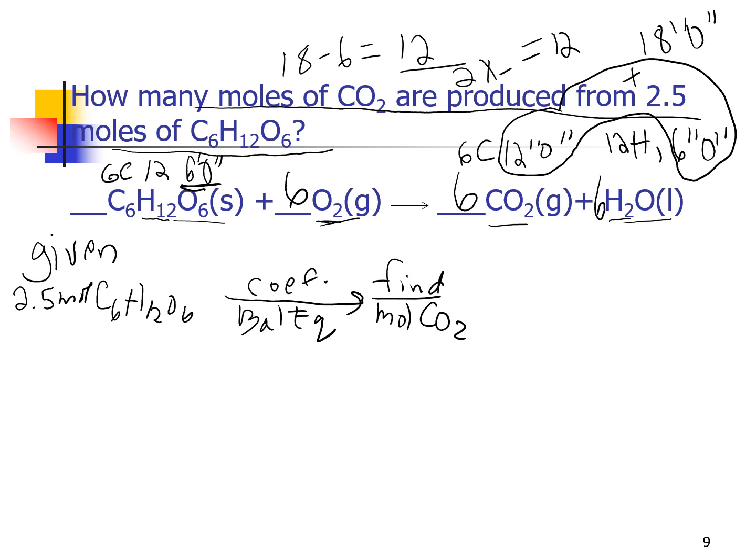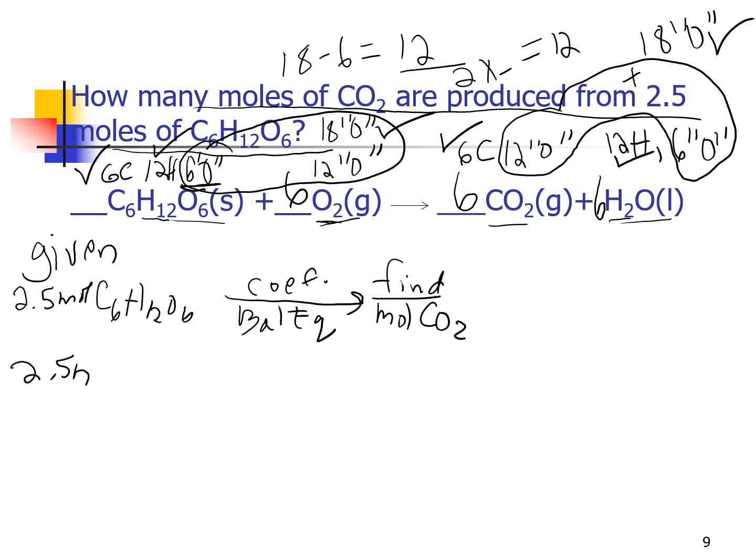So now we can check. 6 times 2 oxygens is 12 oxygens. The 6 carbons are balanced. We have 12 hydrogens, which is balanced. And now we have 6 plus 12 oxygens in the reactant, which equals 18 oxygens. So that balances 18 oxygens in the products. So now we have our balanced equation. We can solve our problem.